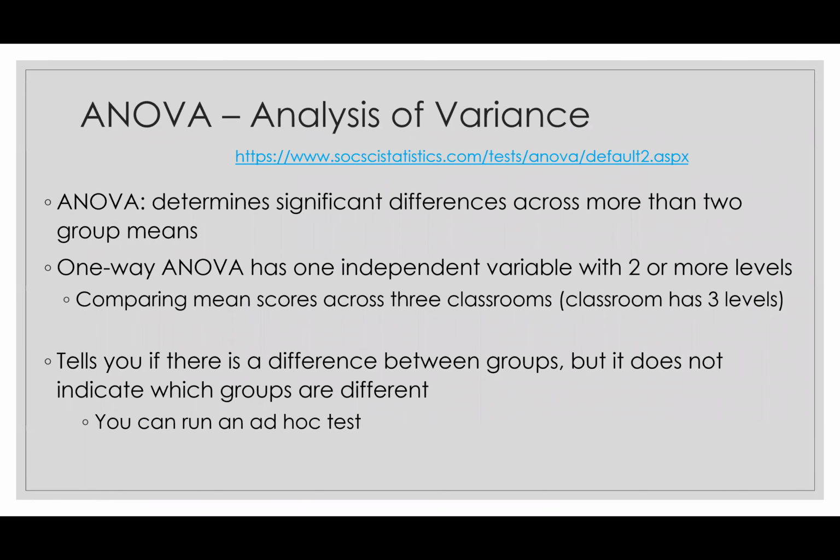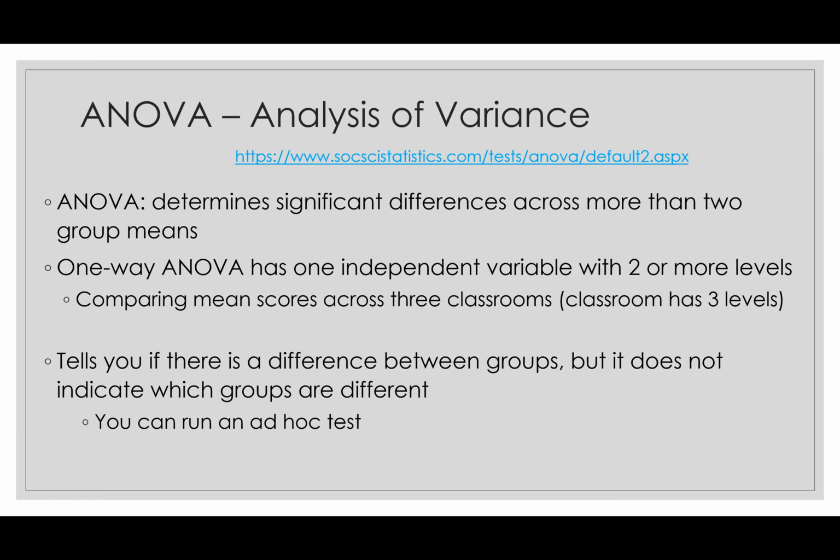So now we're moving on to ANOVA, or analysis of variance. ANOVA determines significant differences across more than two group means. So t-tests really are only used when you have two different groups, and ANOVA can be used when you have more than two groups. So that's really the purpose, or when you have different levels, right?